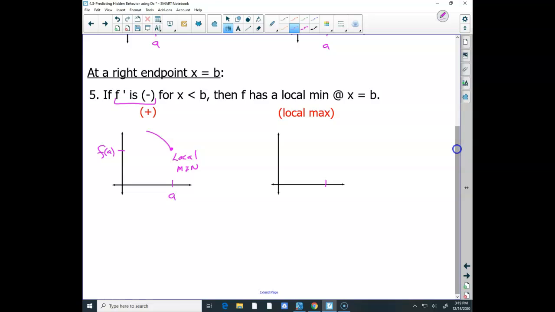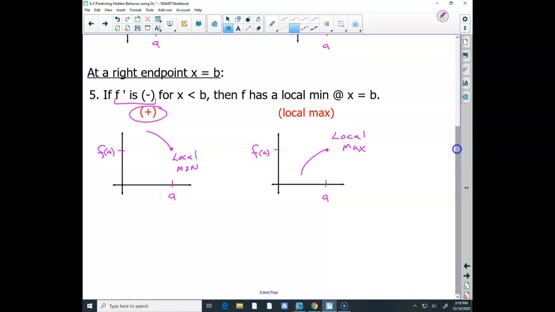Conversely, if I have this a value here and this f of a value here, and here's my right endpoint, if the derivative is positive to the left of that as it's approaching that, that means the function's increasing to that point, making it a local maximum. And again, I don't know if that's a local max or an absolute max, and I would only know how to classify it, local or absolute, when I compare it globally to the graph over the entire interval we're talking about.